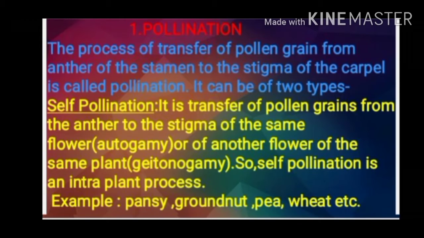Self-pollination. Self-pollination is transfer of pollen grains from the anther to the stigma of the same flower. This is called as autogamy, or of another flower of the same plant. This is called as heterogamy. So self-pollination is an intra-plant process. Examples: pansy, groundnut, pea, wheat, etc.